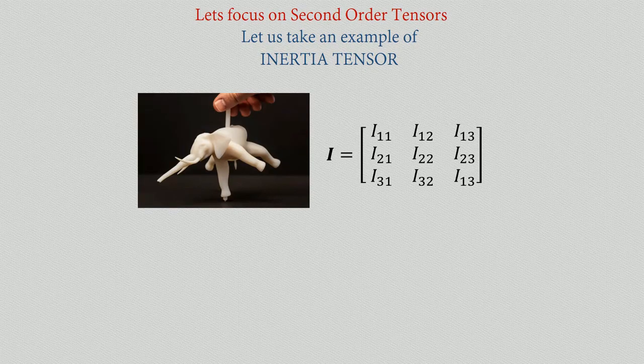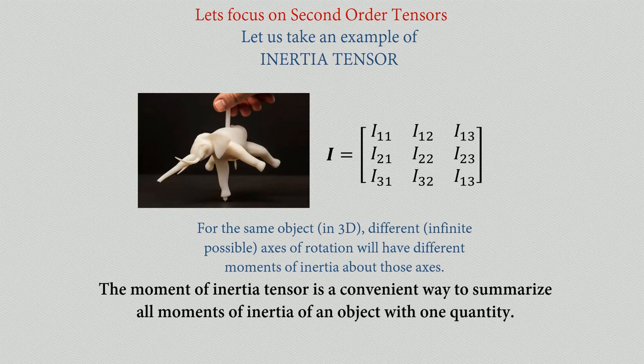Okay, you have already known inertia because this actually comes when you study rotation in 3D space. You might not have come across these things if you just dealt with 2D rotations and so on. Okay, so that's what we discussed. That's what is written here: the moment of inertia tensor is a convenient way to summarize all moments of inertia of an object with just one quantity. That's what stress is doing for us in the context of structural mechanics.